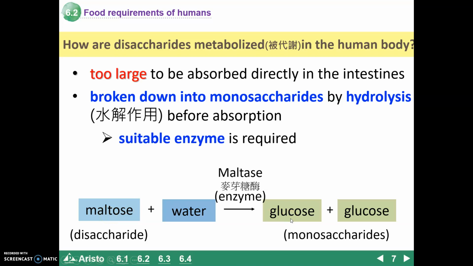Of course, a specific enzyme is required in this hydrolysis, in this digestion process. This is how maltose is metabolized. After it is broken down into glucose molecules, it can be absorbed in the small intestine, and then it enters the cell and the mitochondrion, and it can be metabolized by respiration.